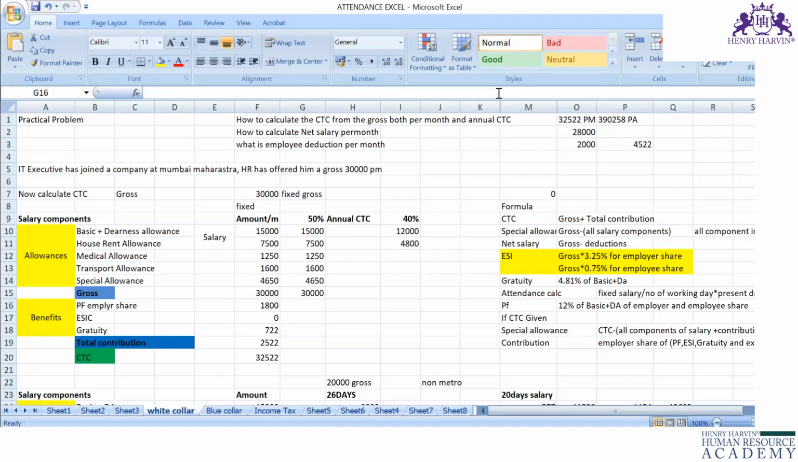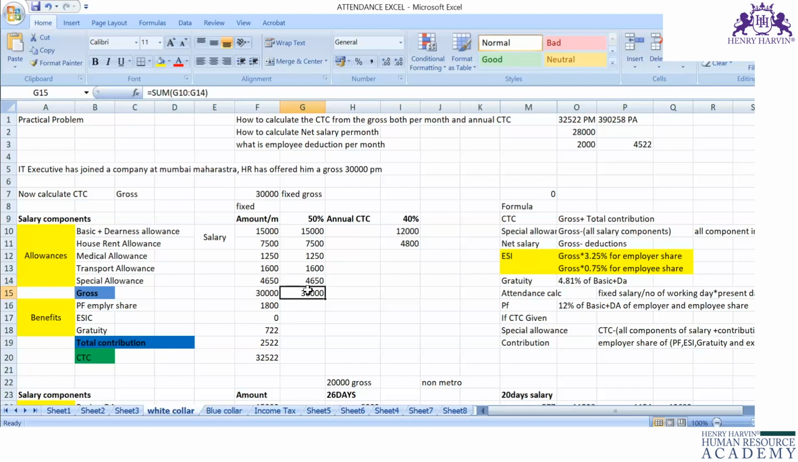There is a formula for special allowances: gross minus all salary components. All salary components are basic plus DA, HRA, medical allowances, and transport allowances. Special allowance is also a salary component, but to find it, you have to subtract the other salary components from the gross salary. So 30,000 minus basic plus DA, HRA, medical allowances, transport allowances, you will get 4,650 as special allowances.